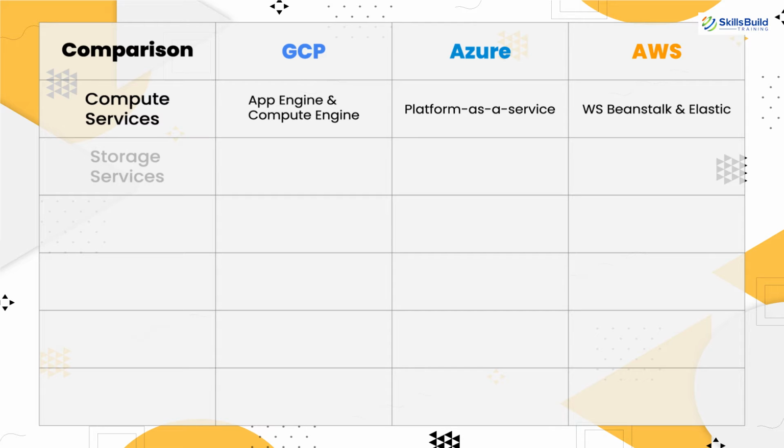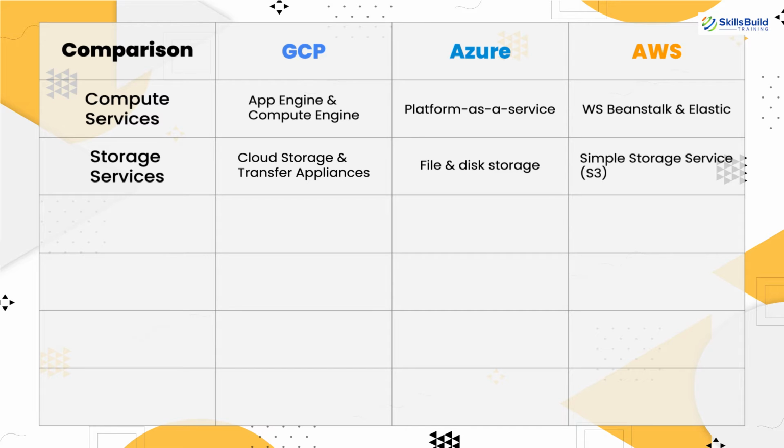Now let's see storage services. In Google Cloud Platform, Cloud Storage and transfer appliances are used for storage services. In Azure, we have file storage and disk storage, which perform the storage services for the Azure Cloud Platform. In Amazon, we have Simple Storage Service, which is a very famous one, also known as S3.